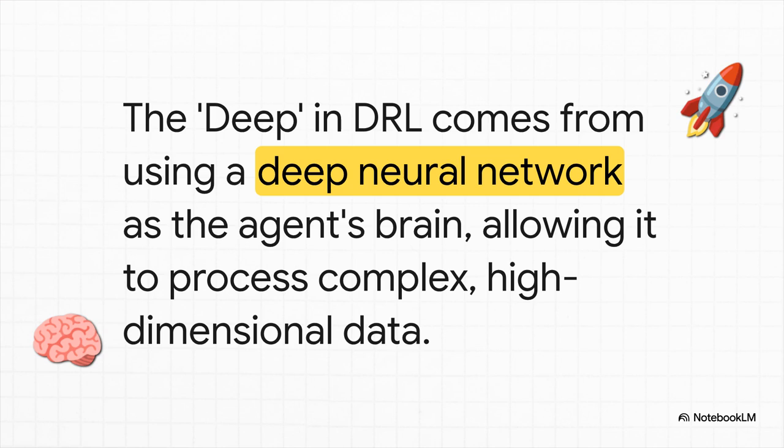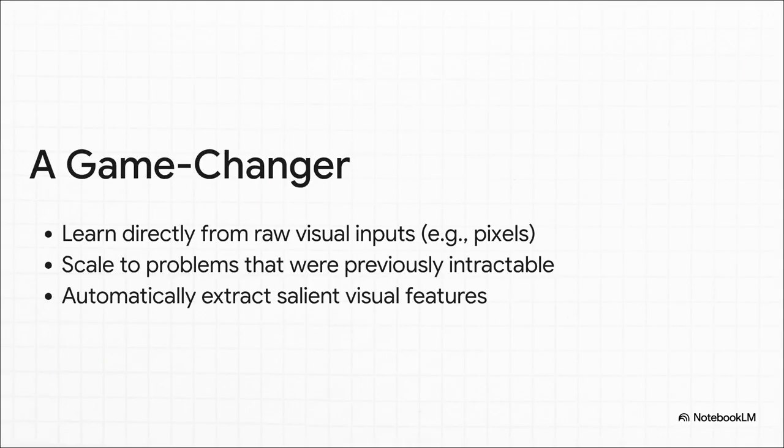We basically give our agent a deep neural network to act as its brain. And this is a total game changer, because instead of just understanding a simple board with a few pieces, it can now process the messy, complicated data of the real world, like all the thousands of pixels on a screen at once. The impact of this was just huge. Suddenly, the agent didn't need a human to simplify the world for it. It could learn directly from raw images or sounds.